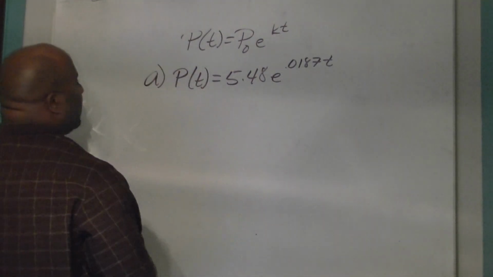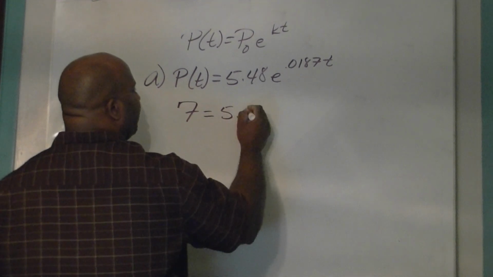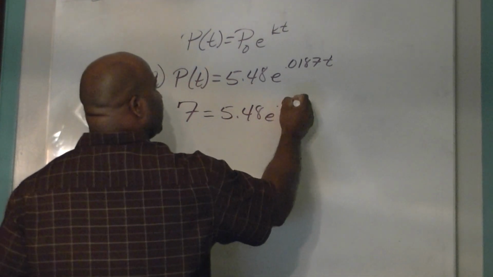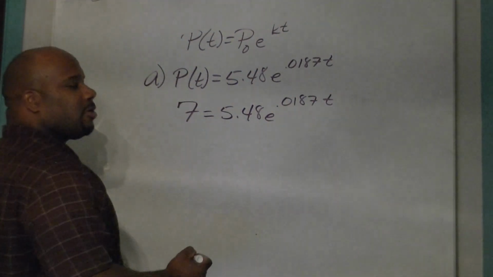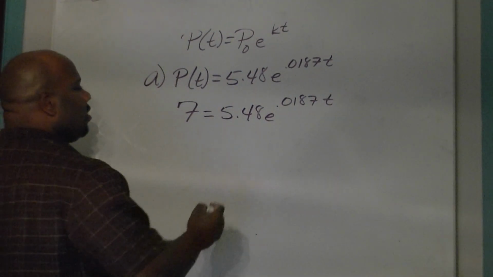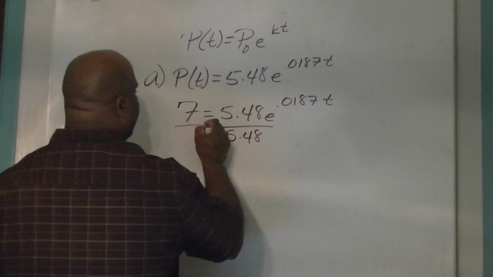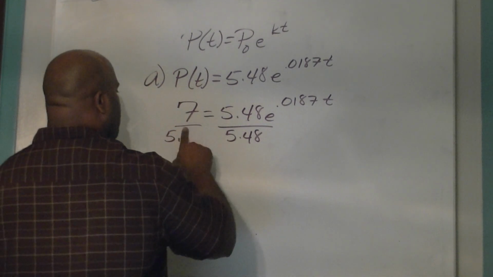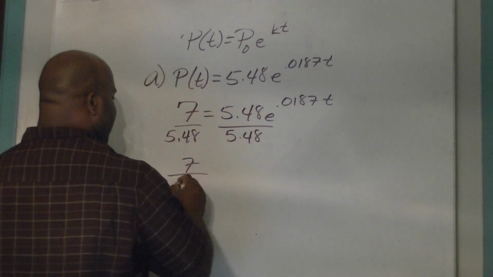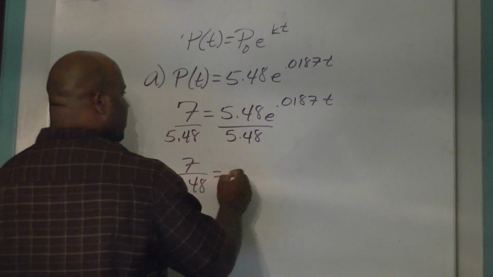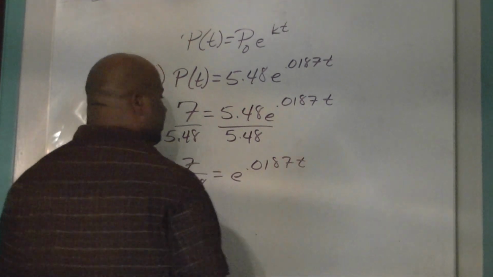Okay. So now we can put in 7 equals 5.48 e to the 0.0187 times t, and we're trying to find t. Okay, so we're going to need to use some natural logs. First thing I'm going to do is divide by 5.48. So 7 divided by 5.48 equals e to the 0.0187 times t.